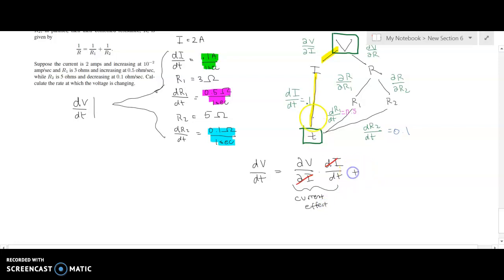And then I'm going to add to that the resistance effect. But there's going to be two different resistance effects, because dV/dR times dR/dR1 times dR1/dt, if I look at the units of those and how those cancel out, you'll see that that will be dV/dt as well. So dV/dR times dR/dR1 times dR1/dt. And again, if we follow the cancellations here, the dR's cancel, the dR1's cancel, and we're left with dV/dt. So we can call this the resistor 1 effect.